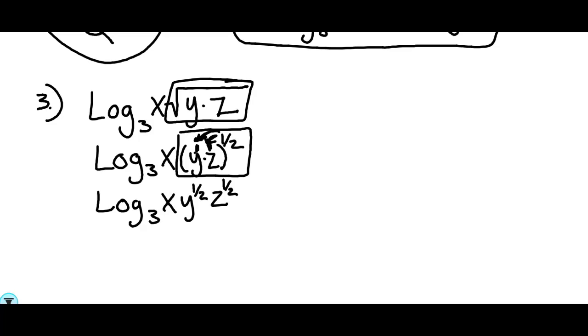But now here's the new thing here. We have 3 different variables. All of them are connected by multiplication, right? How many logs am I going to get? You're going to get 3 of them. And all those logs are going to be connected by what? Plus or minus? Pluses, right? Because we're multiplying.